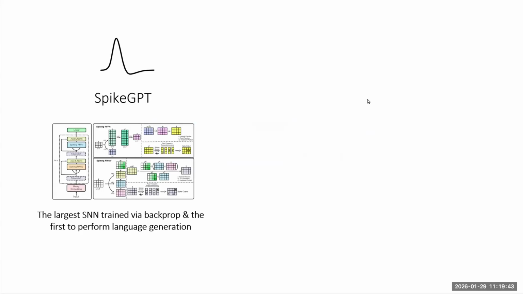2022, one of my earliest PhD students, Ridger, started working on language modeling with spiking neural nets. He came out with Spike GPT, and I'm not going to go through the low-level details of this architecture, but it was the largest SNN trained via backprop and the first to successfully perform language generation at the time. And the headline catchphrase was 30x fewer operations than a transformer of equal size. But if it's all that well and good, then why aren't people using it, right?